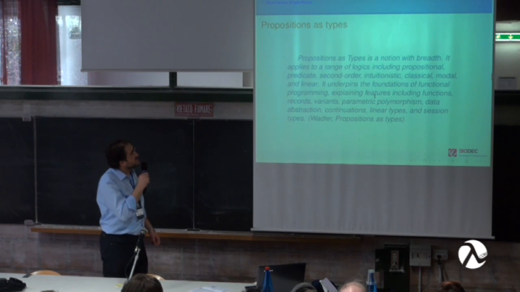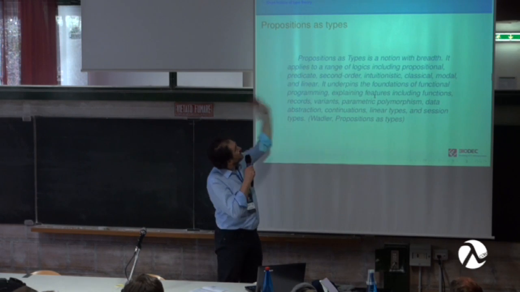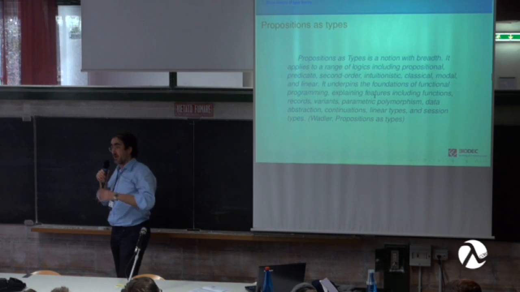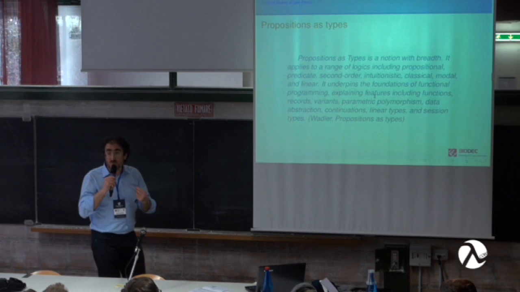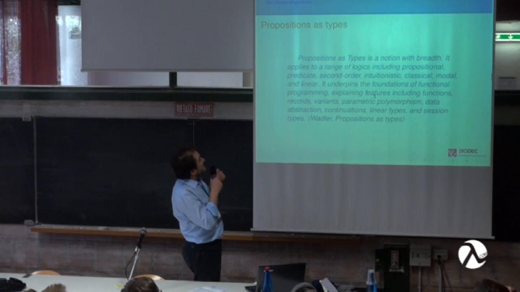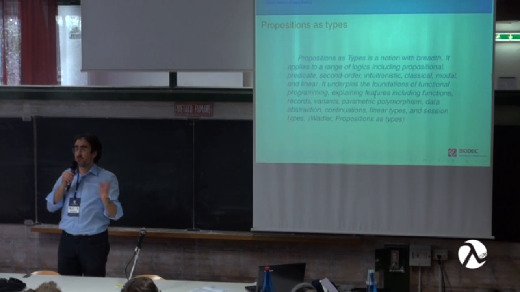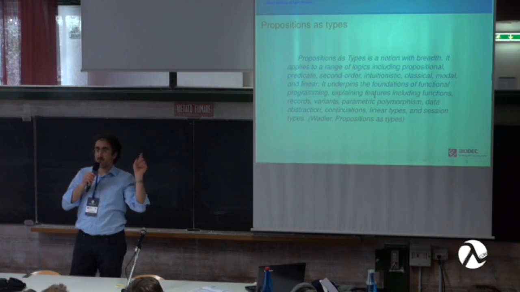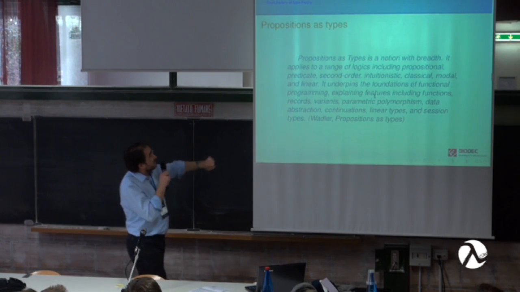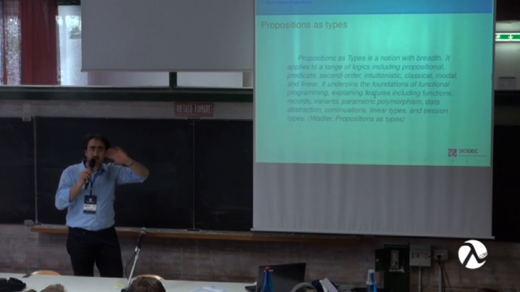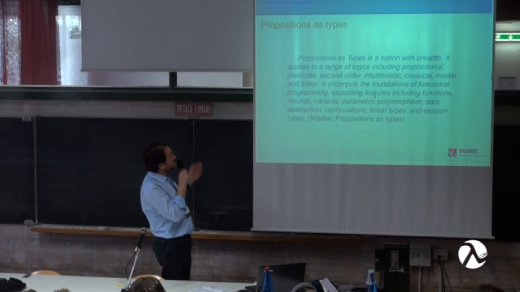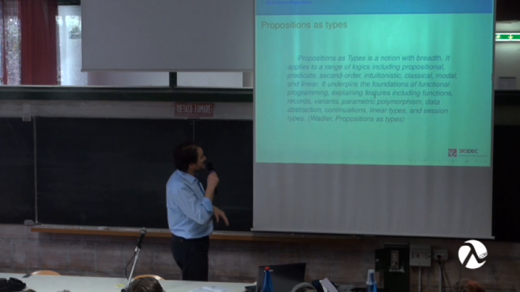And it says, propositions as types is a notion with breadth, because it applies to a whole range of logics. Probably when you think about logic, you think of what you learned in school, classical logic, okay, implication, or, quantification. But in fact, the formal systems are many. There are propositional, predicate logic, first order, second order, intuitionistic, etc. And each one of these logical theories corresponds to a type system, so the proofs of that logical theory have a counterpart in certain subsystems of programming languages. Moreover, the ideas that were born from the analysis of this isomorphism have been able to explain features like, obviously functions, but also records, variants, polymorphism, etc.